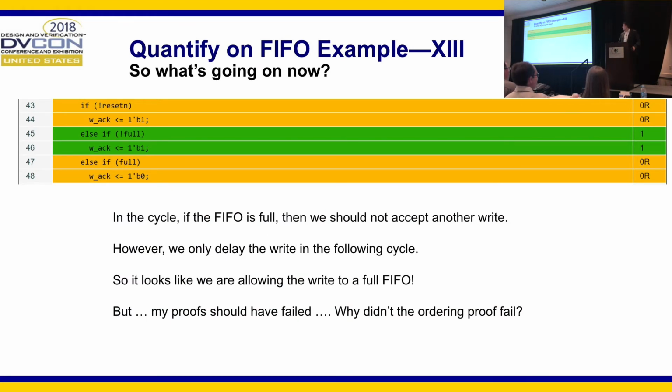So if you look at the full flag of the FIFO, we are saying that if the FIFO is full, the write acknowledge should be 0. But actually the write acknowledge will be 0 in the next cycle, in this case. So what we're actually allowing is to write to the FIFO in the very last cycle. When it becomes full, we can still write one element to it. And then we can ask questions, why didn't the order check fail? Because obviously we can overwrite the last element in the FIFO once in the same cycle once it gets full. So how come the order check is saying that everything is okay?